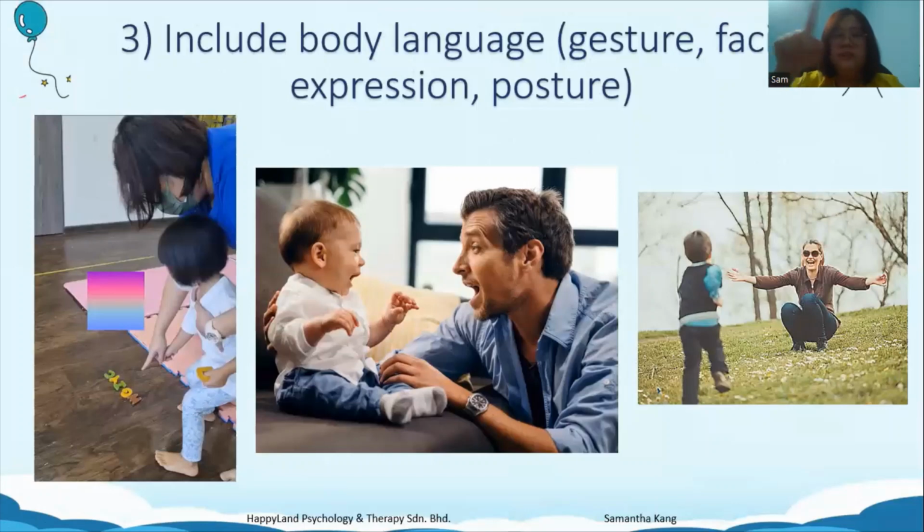So for example, pointing at an object, the child is able to know that you are actually talking about this object. The bottle, for example, you're pointing at the milk bottle. Then you say milk bottle while pointing at the object, or maybe tapping at the object. So the child is able to understand, oh, you are talking about this milk bottle.